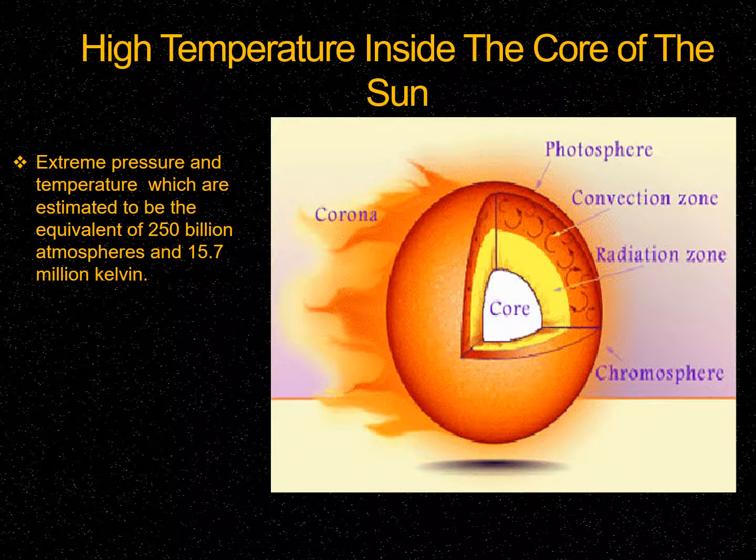This is possible thanks to the extreme pressure and temperature that exist within the core, which are estimated to be equivalent to 250 billion atmospheres and 15.7 million Kelvin, respectively. The outcome of this process is the union of four proton hydrogen nuclei into a single alpha particle. Two protons and two neutrons come together into one particle that is the same as a helium nucleus. Two protons are freed from this process, as well as two neutrons, and energy.